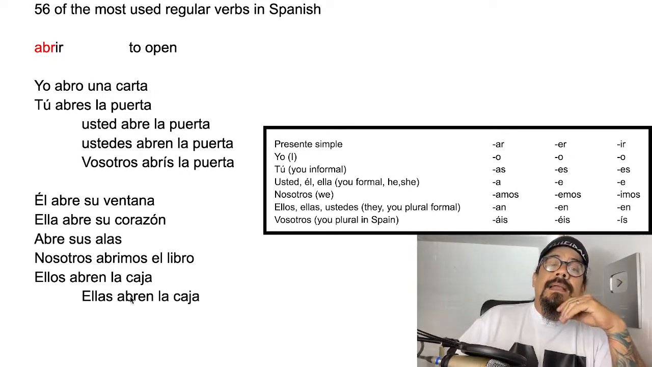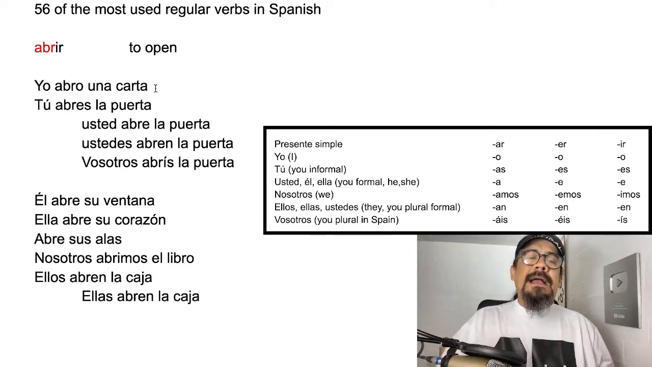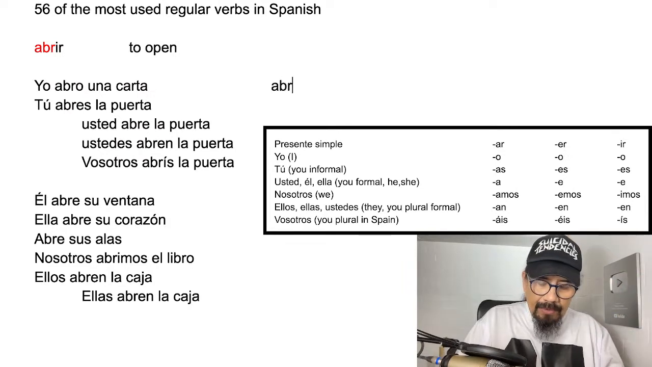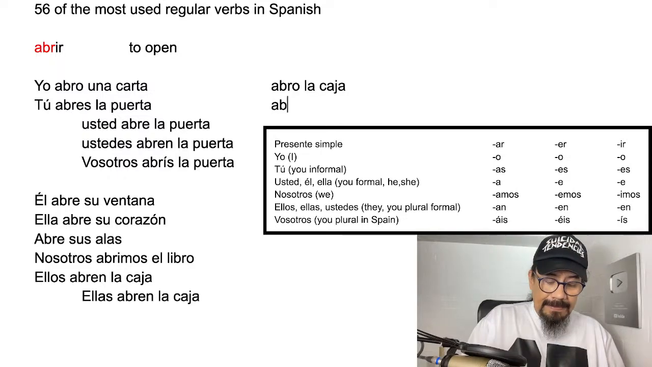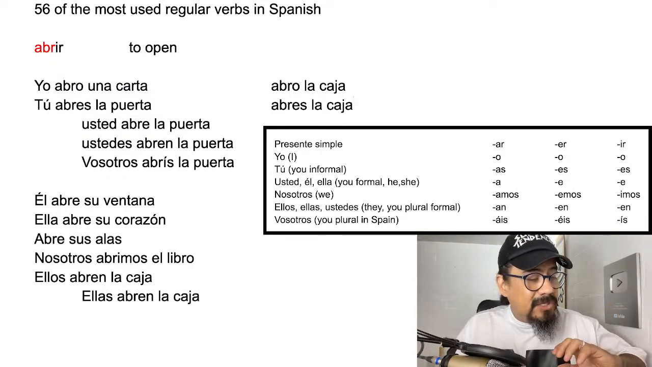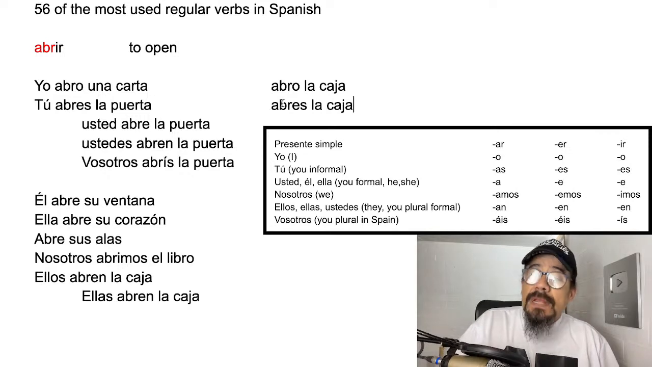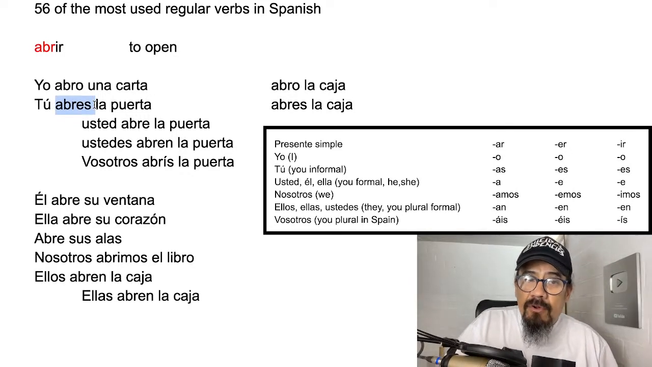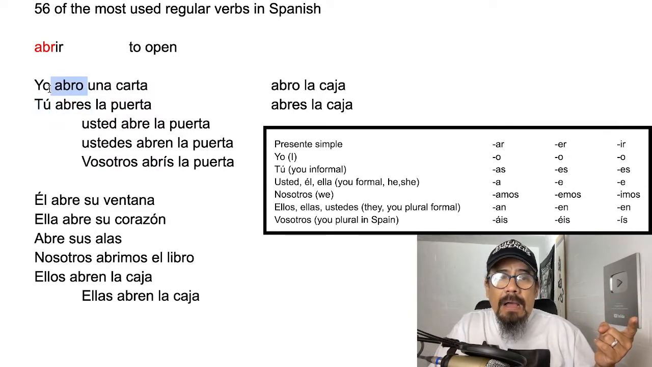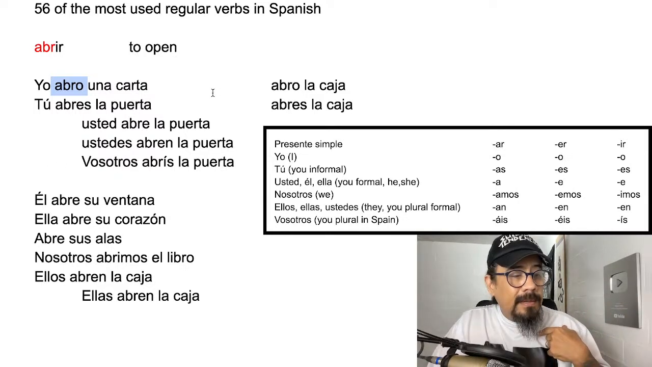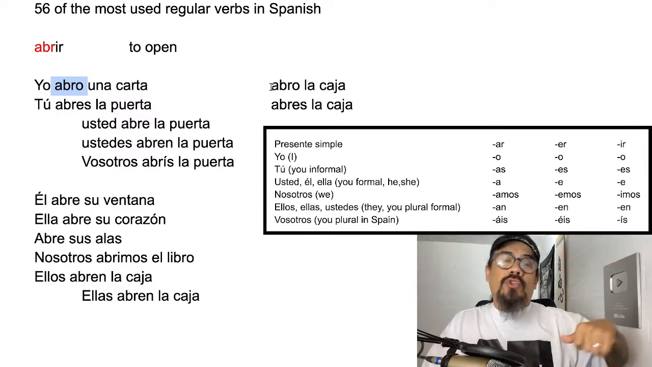Exactly the same. Now, this is very interesting, and this is something that happens a lot in Spanish. I can just say, abro la caja. I can say that. I can say, abres la caja. It's totally fine. In fact, we do this a lot. The reason why is the conjugation of the verb is closely related to the noun itself. Can you see how abro is only for I, for yo? That means that when I say abro, I already know I'm talking about yo.